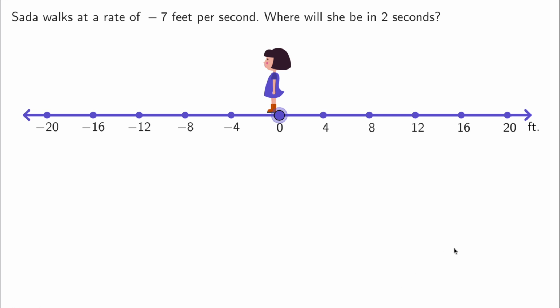I'm giving you some time to read the problem and solve it on your own. So the question says, Sada walks at a rate of minus 7 feet per second. Where will she be in 2 seconds? So she's walking at a rate of 7 feet per second in the negative direction. So after 2 seconds, where should I put her? So let's check. It is this, minus 14.